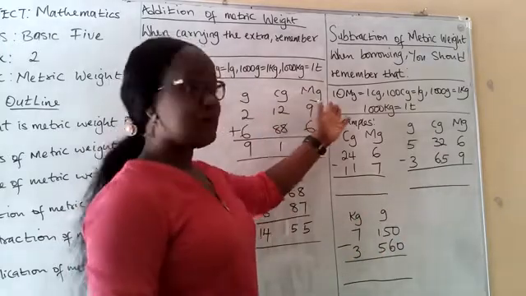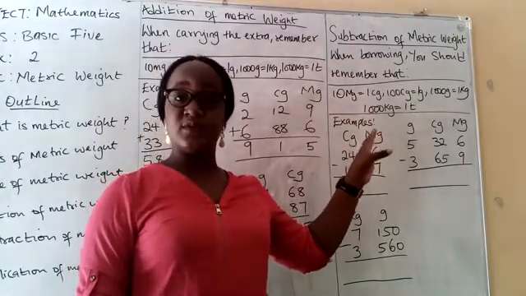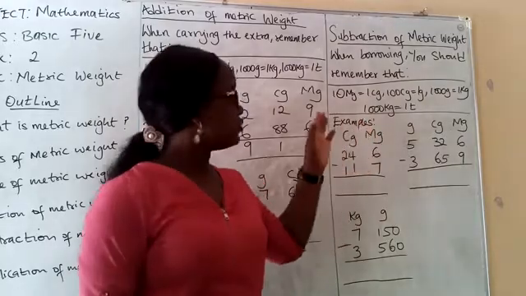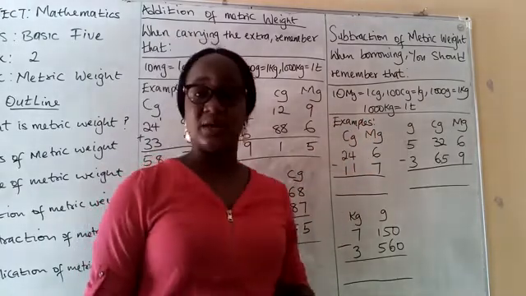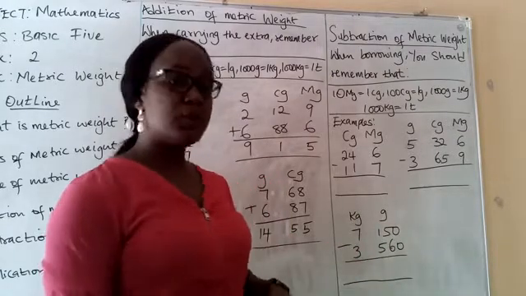So you still remember your units, right? 10 milligrams will give you 1 centigram. 100 centigrams will give you 1 gram. 1,000 grams will give you 1 kilogram. And 1,000 kilograms will give you 1 metric weight.